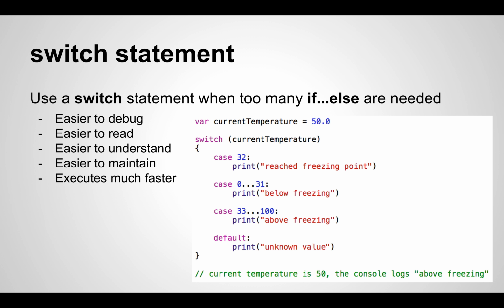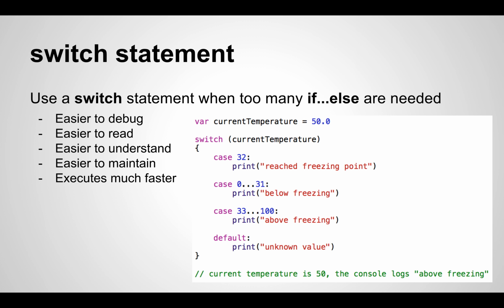So in this example, you have the current temperature, that's 50, and then we switch the current temperature. We say whenever the case is 32, so whenever the current temperature is 32, it's going to print reach freezing point. Now, we have a case 0...<31. Now, when you have 3 dots in a row, it means that it has all the values from 0 to 31.